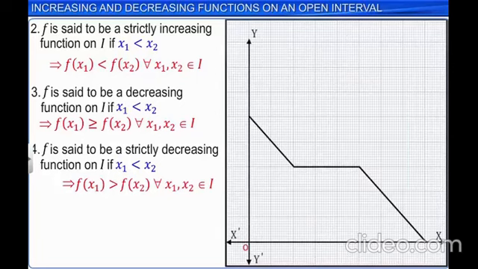Here is the graph of a decreasing function. The straight line on the graph depicts that with the increase in the value of x, the value of the function remains constant at some points. That is, at a few places, f of x1 is equal to f of x2, though x1 is less than x2.